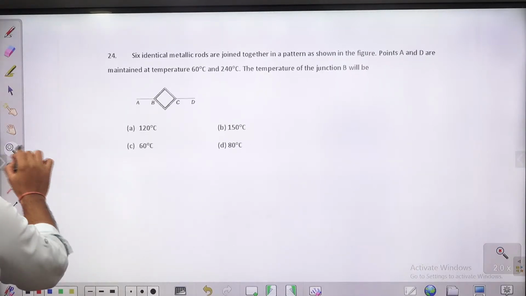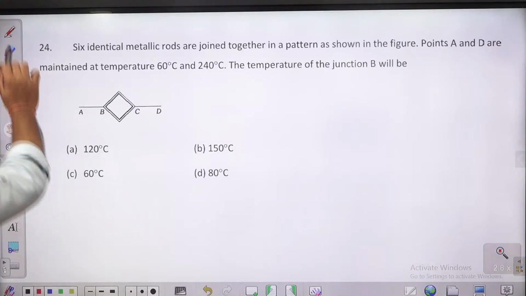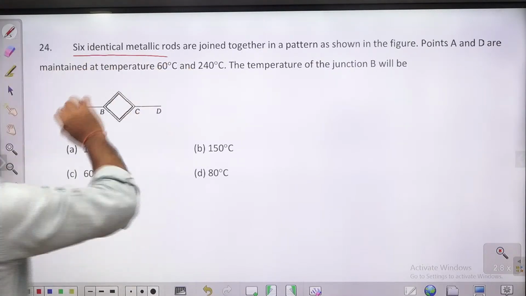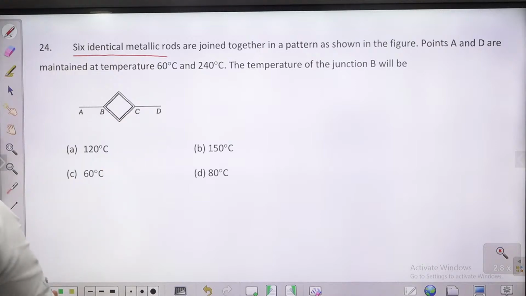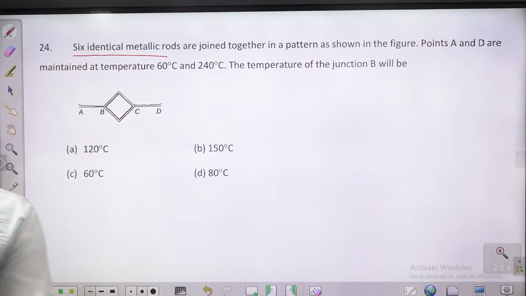Can you solve this question, guys? This is very beautiful question actually. बहुत अच्छा क्वेश्चन है, छोटा पैकेट है ये, बिल्कुल अच्छा क्वेश्चन है. 6 identical metallic rods. So these are 6 identical metallic rods. जितनी भी ये rods आपको दिख रही हैं, these all are identical, guys. ये सारी की सारी rods क्या हैं? Identical हैं. Okay.